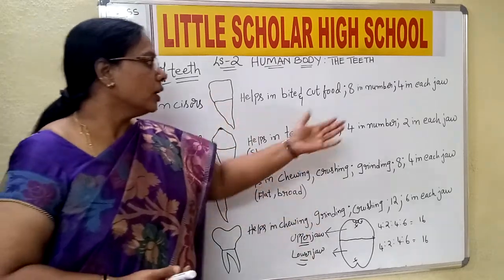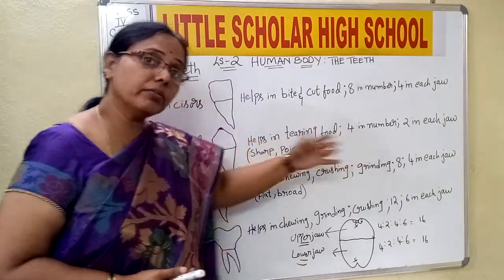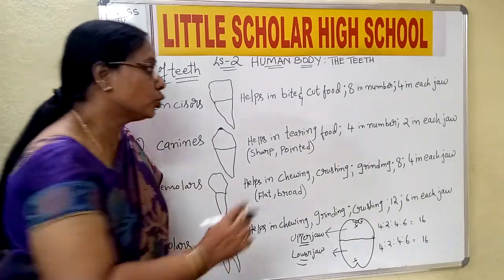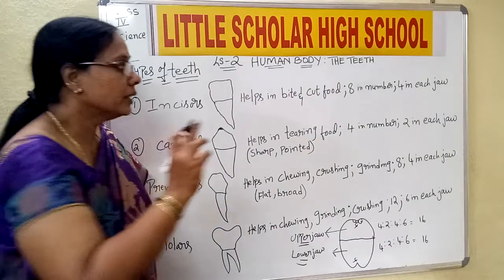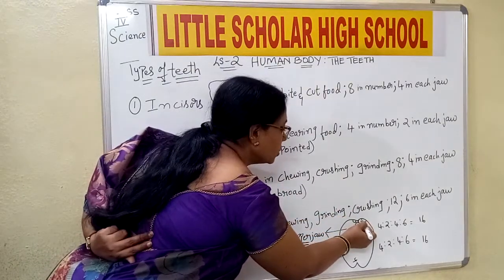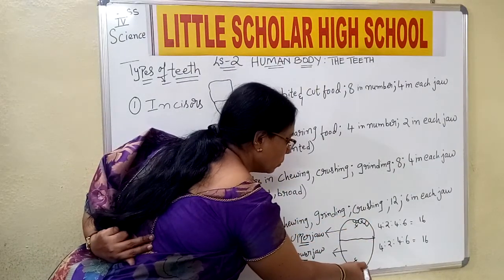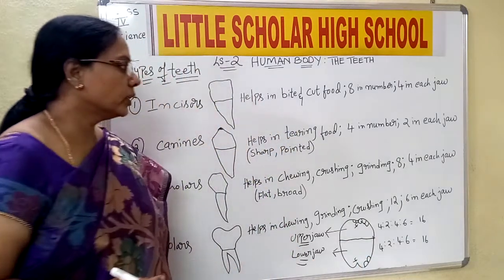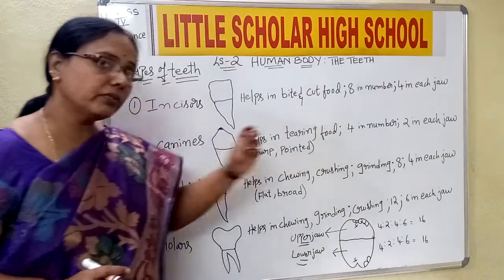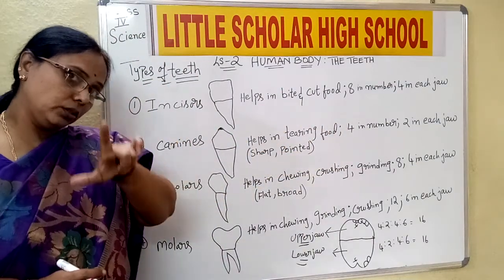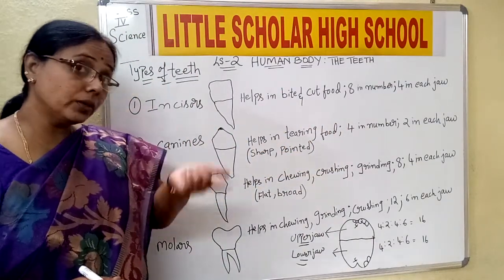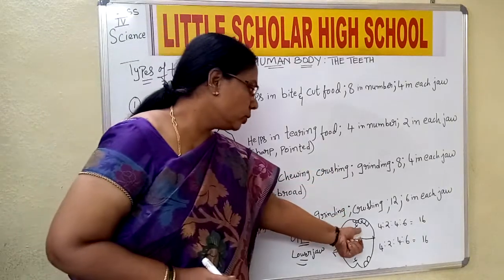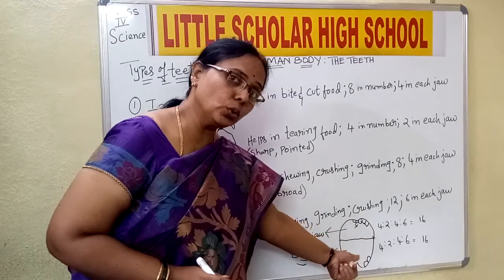Now what is the number of canines? It is 4 in number. The total is 4, that is 2 in the upper jaw and 2 in the lower jaw. So the total number of canines is how many? 4. And how is it distributed between the upper jaw and lower jaw? It is distributed as 2 in the upper and 2 in the lower.